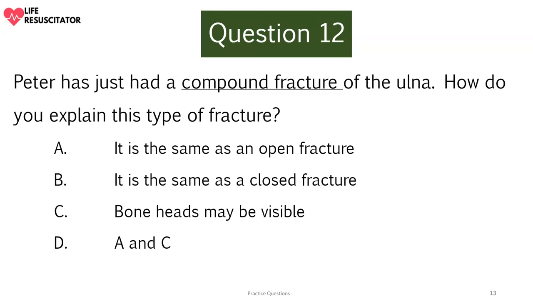Peter has just had a compound fracture of the ulna. How do you explain this type of fracture? A. It is the same as an open fracture. B. It is the same as a closed fracture. C. Bone hairs may be visible. D. A and C.